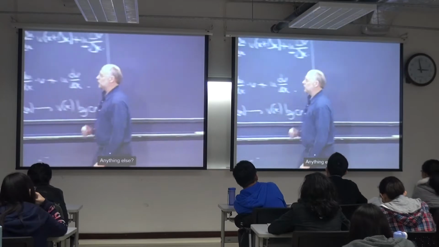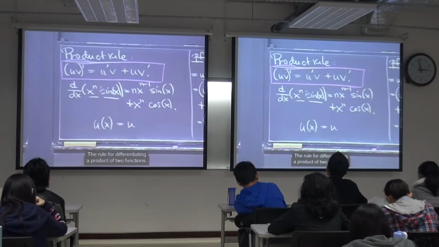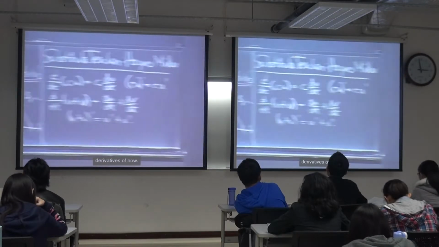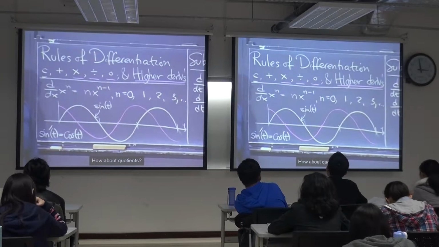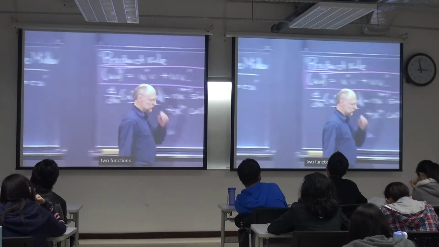So, all right, we have the product rule here, the rule for differentiating the product of two functions. This is making us stronger. There are many more functions you can define derivatives of now. How about quotients? Let's find how to differentiate a quotient of two functions.